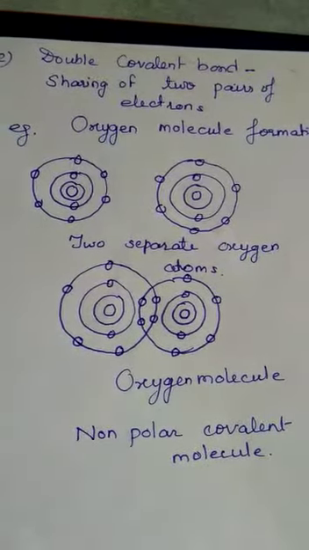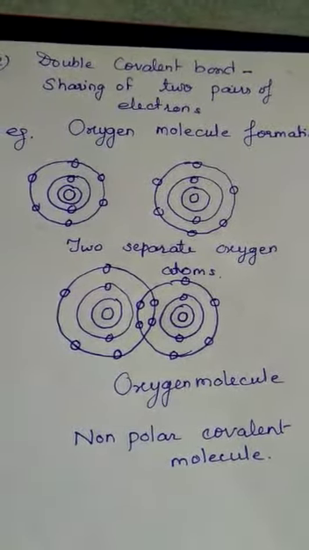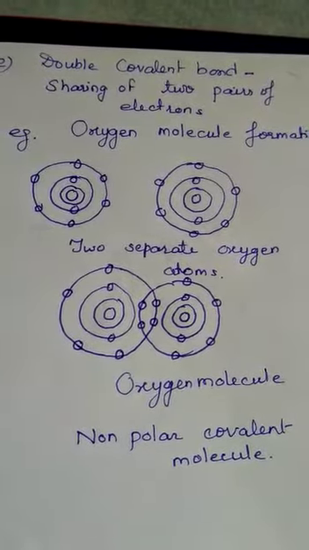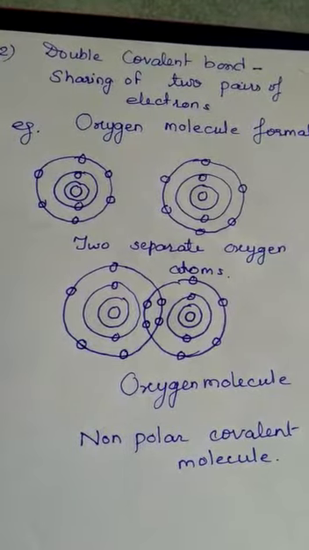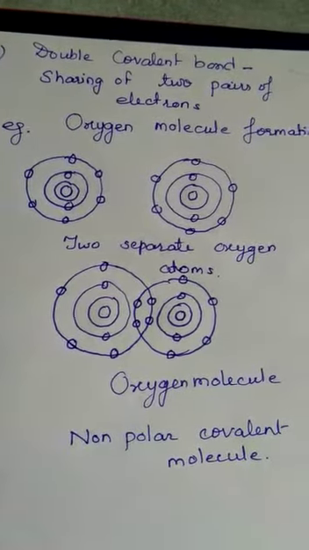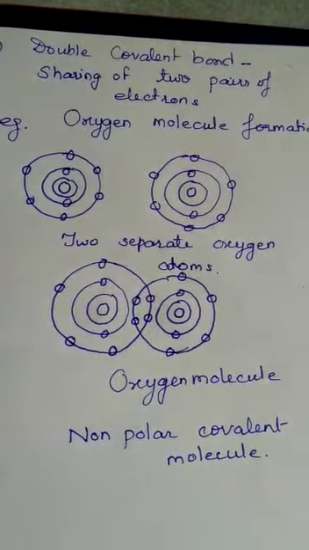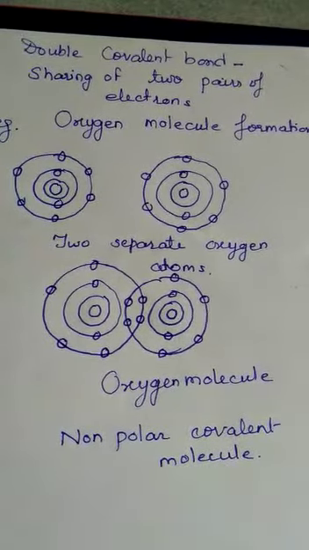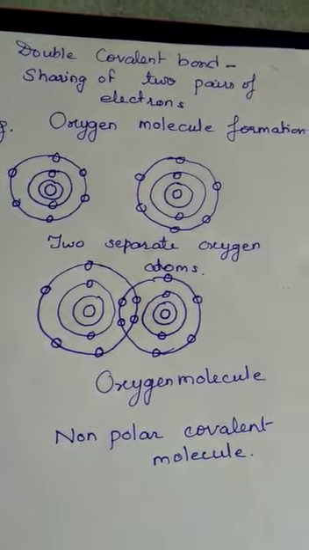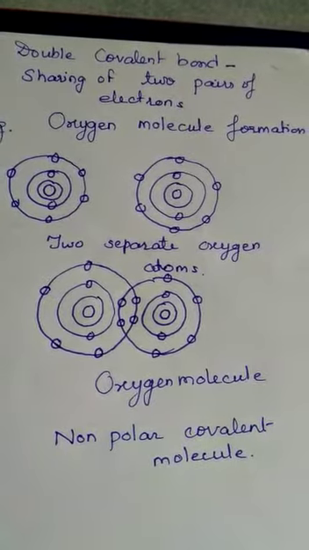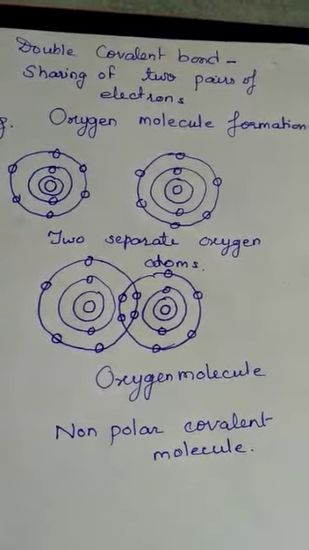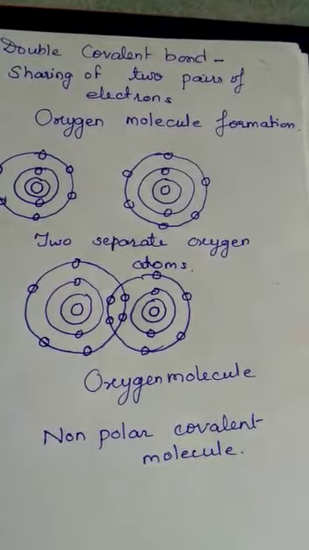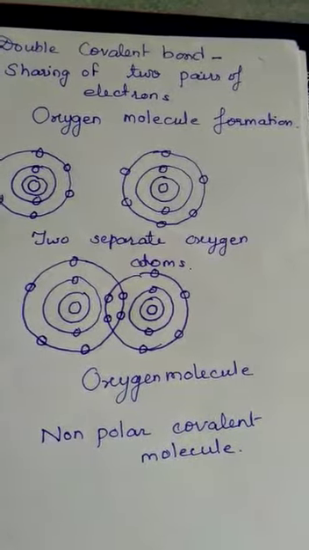And as we know, the reason for chemical activity is that atoms want to get the electronic configuration like that of the nearest noble gas. So we can see here both the oxygen atoms have got 8 electrons in their outermost shell and a total of 10 electrons with them. That is the electronic configuration of neon gas. This results in the formation of the oxygen molecule.